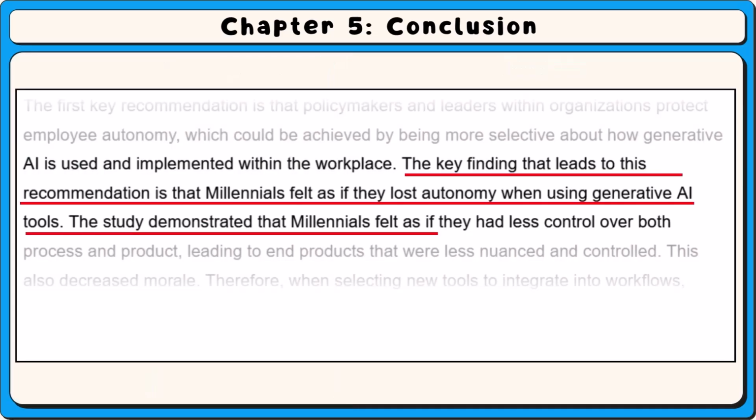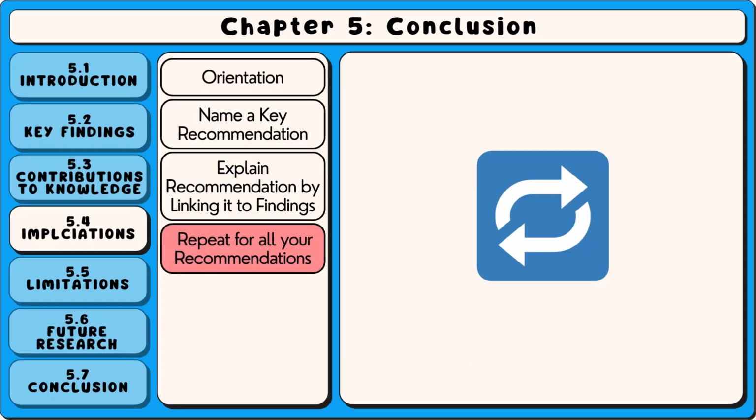Here's an example. The key finding that leads to this recommendation is that millennials felt as if they lost autonomy when using generative AI tools, and then it goes on to explain how the millennials experienced this loss of autonomy. Then, repeat for all of your recommendations. Do not leave it at just one recommendation. Present several recommendations to demonstrate depth of knowledge and understanding of your topic.